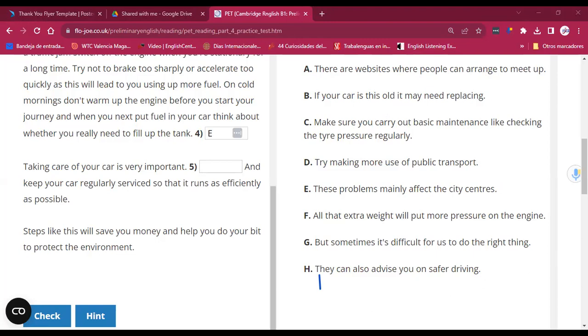Okay, these problems mainly affect the city centers. Okay.